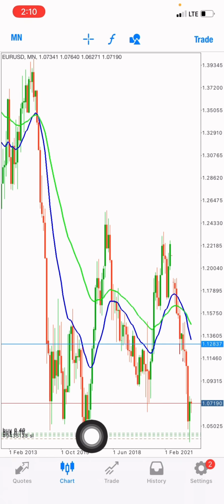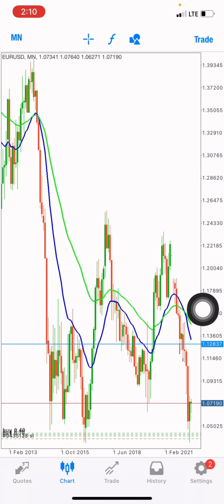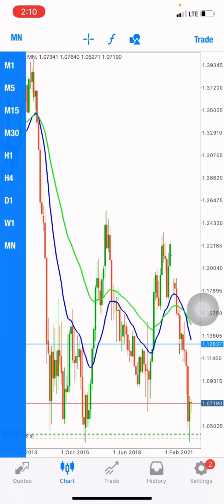Price was here in 2016, around here. The price is back here again in 2021. No, this is 2022. So guys, here we go to the daily time frame.